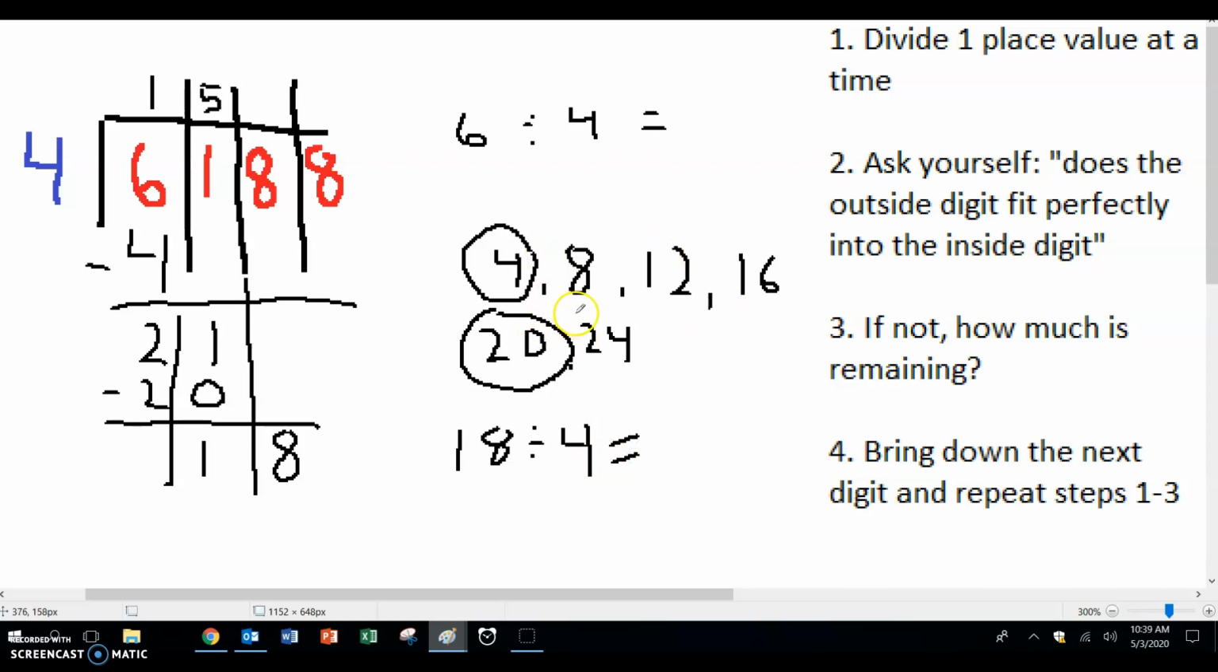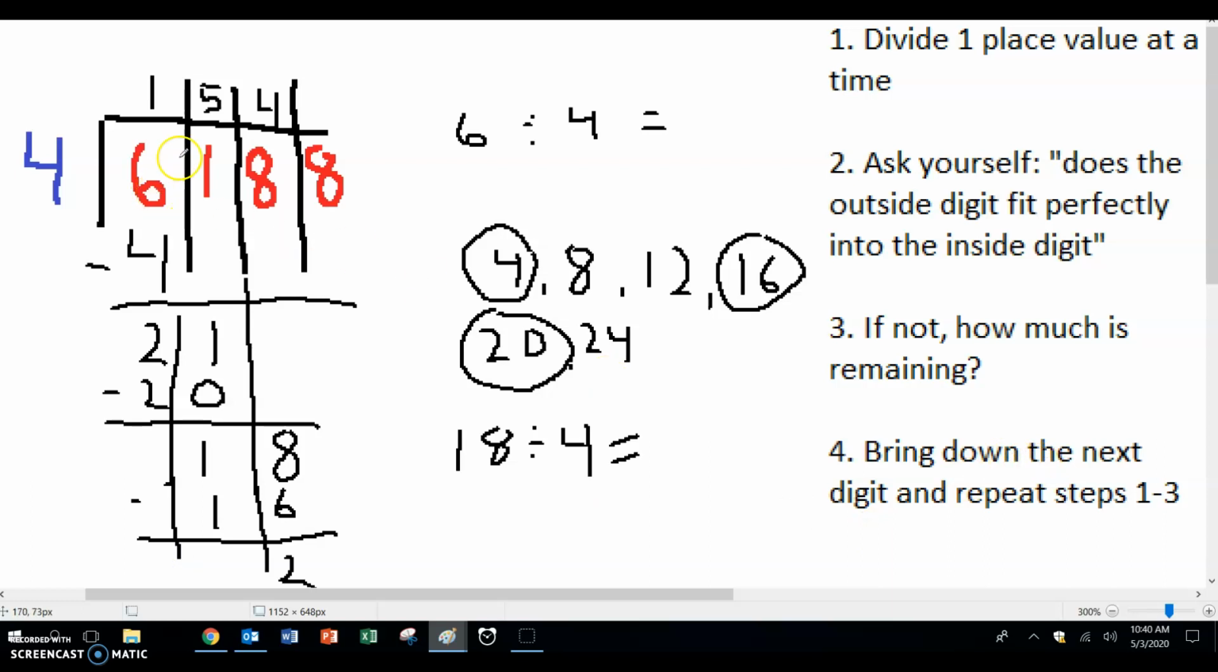We already have it written out here, so let's just look at our skip counted groups of 4. It looks like the closest we can get to 18 without going over is 16. And we get to 16, skip counting by 1, 2, 3, 4 groups of 4. The 4 goes on top, and then we ask ourselves, how much is remaining? 18 minus 16, as close as we could get, gives us a remainder of 2. Last step, bring down the next digit.